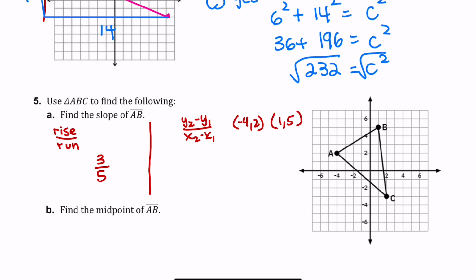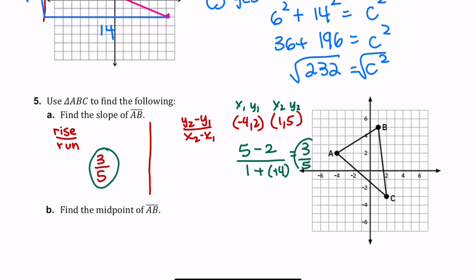So we're going to label our points as x1, y1, x2, y2. And so we're going to do y2 minus y1. y2 is 5 minus y1 is 2, divided by x2, which is 1, minus x1, which is negative 4. 5 minus 2 is 3. 1 minus a negative 4 is the same as 1 plus 4, which is 5, and we get 3/5 either way.